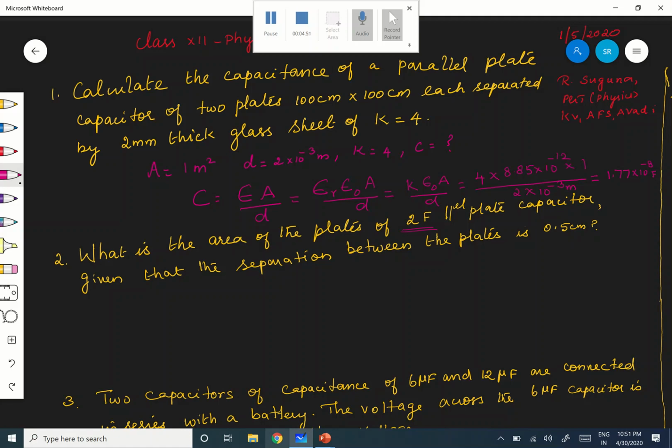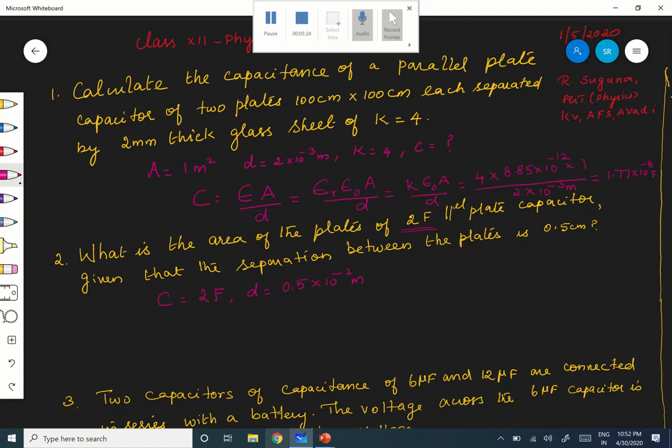Here the capacitance is given. Capacitance C is equal to 2 farad. And what else is given? D is given in centimeter. D is equal to 0.5 centimeter. Therefore, you can say D is 0.5 into 10 power minus 2 meter.